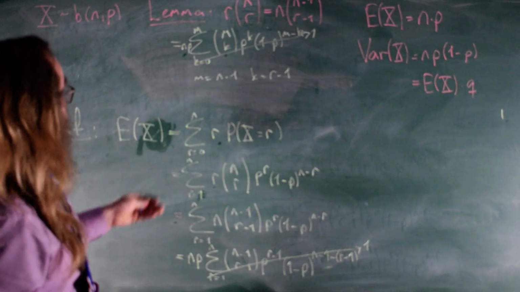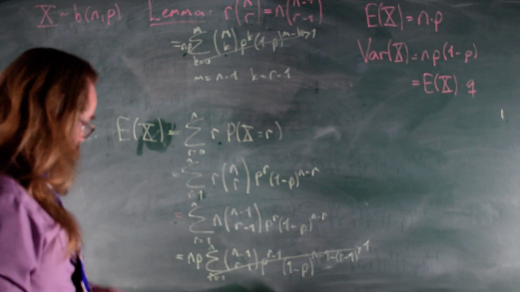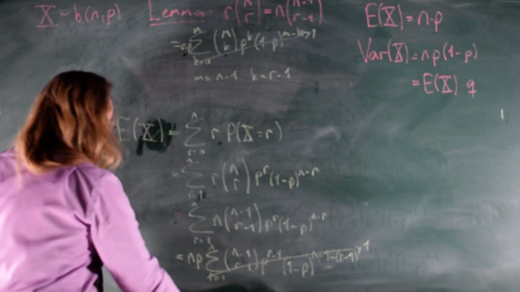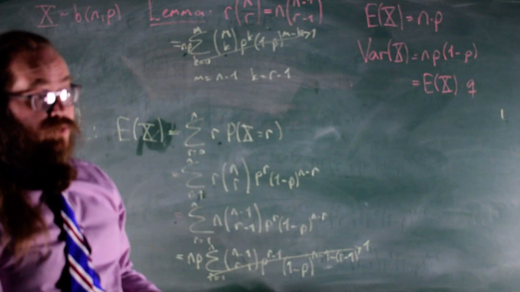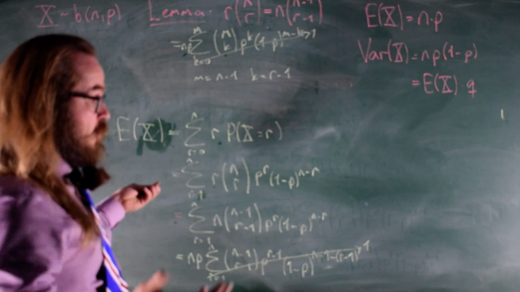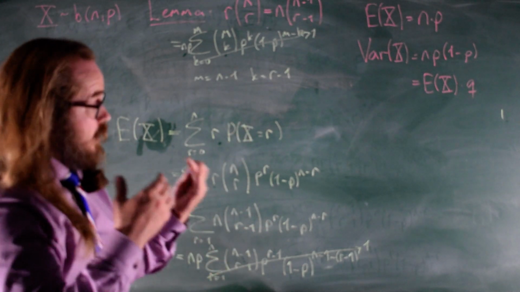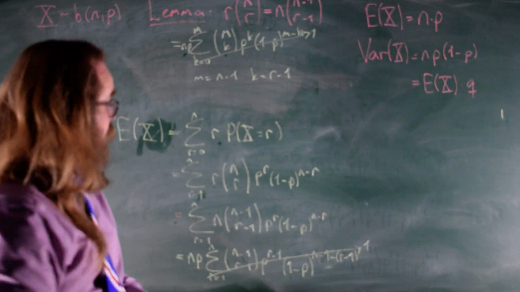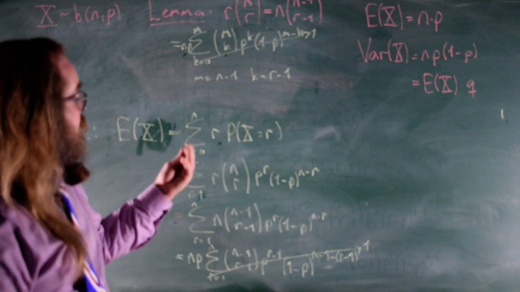I wanted to show that the expected value is just n times p. Wonderful. Hopefully this is not totally unexpected. I mean, if we have a 10% probability that we have success and we perform the trial 1,000 times, we're going to expect around 100 successes in the long term, right? So this is not a surprising result.